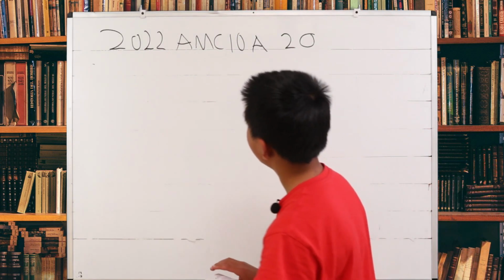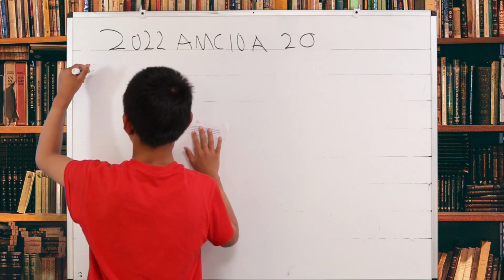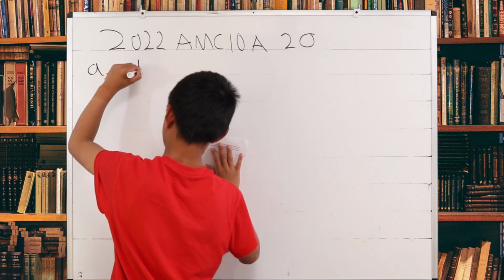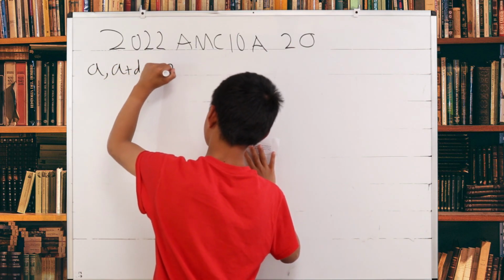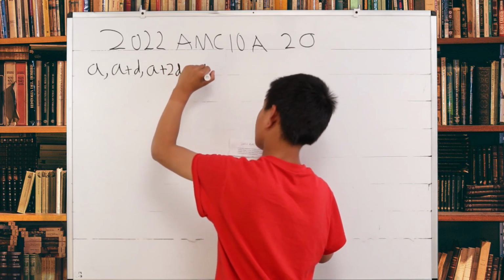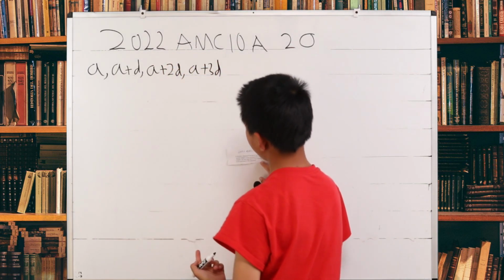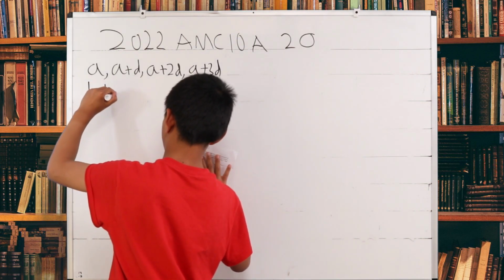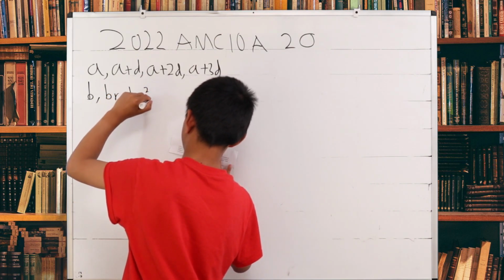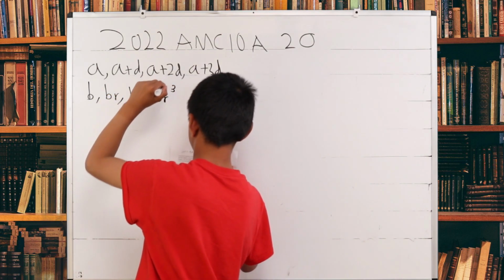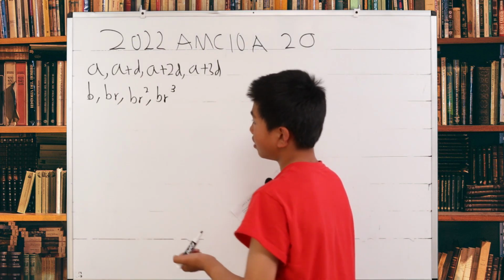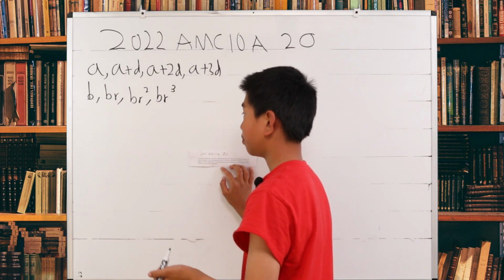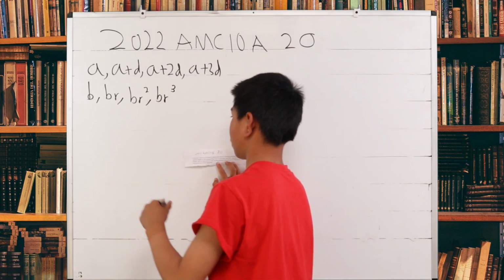So we have an arithmetic sequence here where it's just 4 terms. So A, A plus D, A plus 2D, and A plus 3D. Now, same here. We have a geometric sequence, which is B, BR, BR squared, and BR cubed. Now, it gives us that each corresponding term, added up, we have 3 of those sums. We want to find out what the 4th one is.